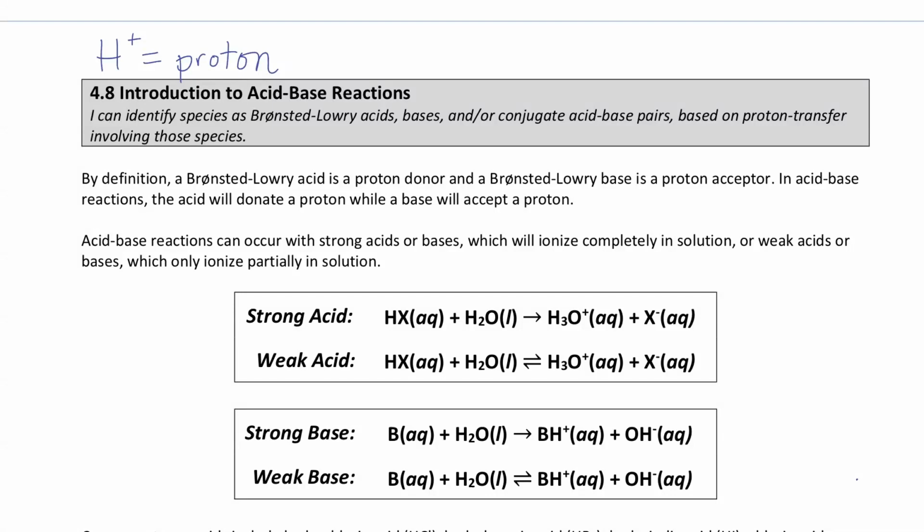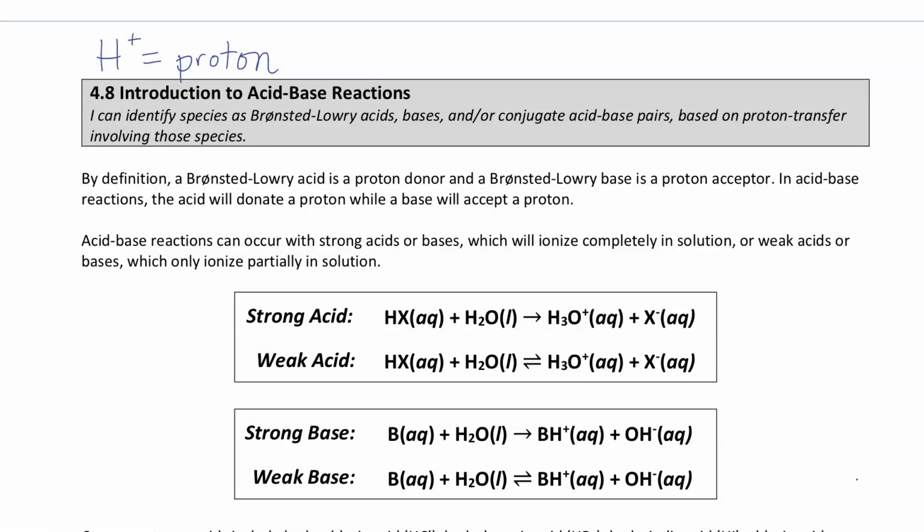Can we say what an acid is? Can we say what a base is? And look at conjugate pairs. All right? A proton is just a hydrogen ion. Okay? Hydrogen-1, the most common isotope of hydrogen, is going to be 1 proton, 1 electron. When we lose that electron, we're left with just a proton.